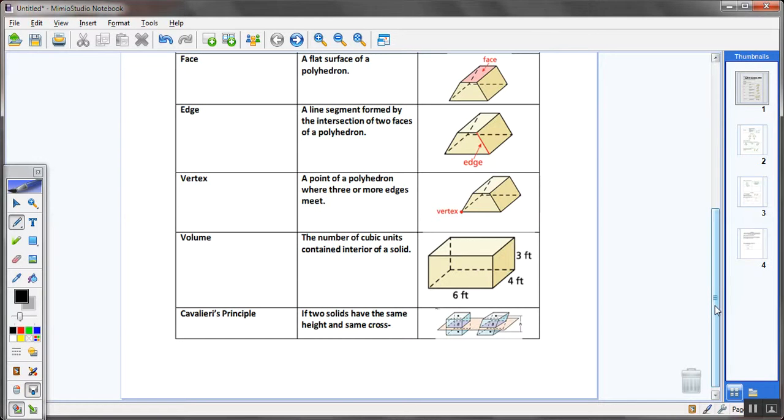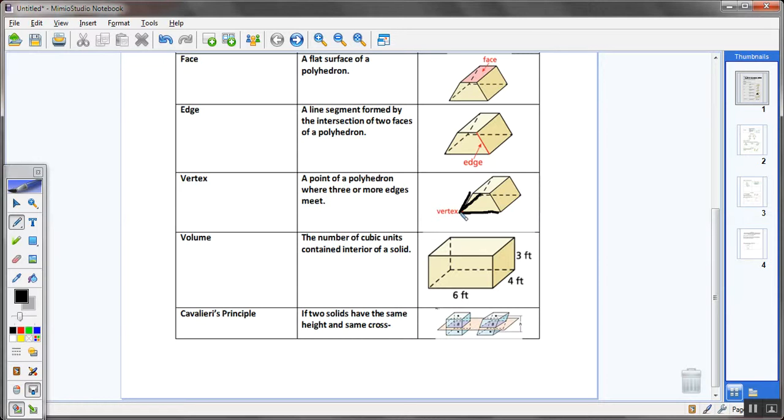A vertex of a polyhedron is a point of a polyhedron where three or more edges meet. So this point right here is formed by this edge, and this edge. So how many edges form a vertex? Three of them. Okay. Volume, we kind of talked about a little bit. It's the number of cubic units contained on the interior of the solid.